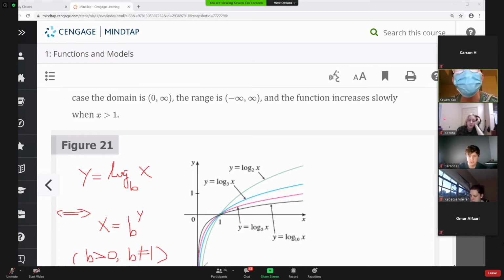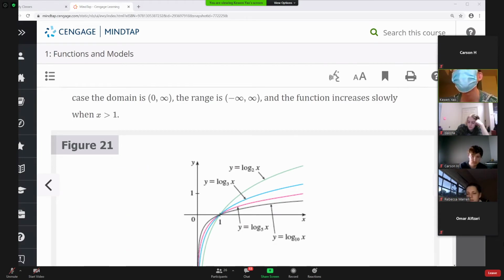Now this is the picture for the log function. This is base 2, this is base 3, this is base 5, and this is base 10. You can see that. Easy to see.